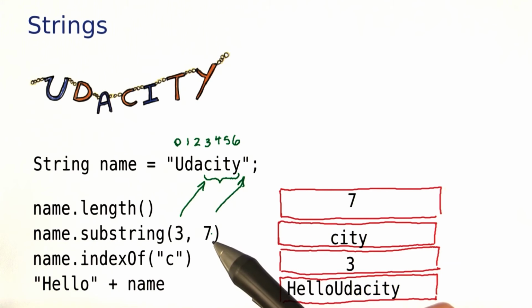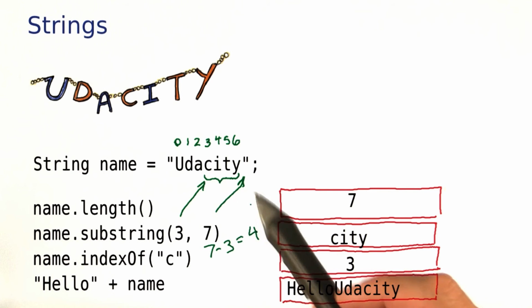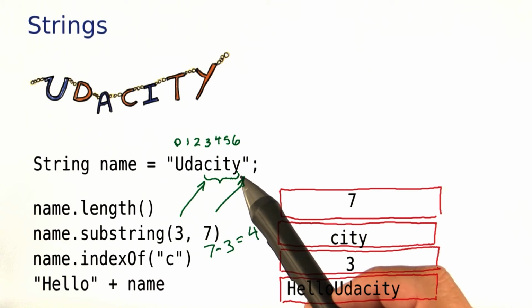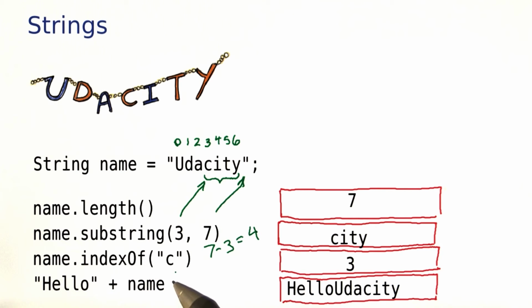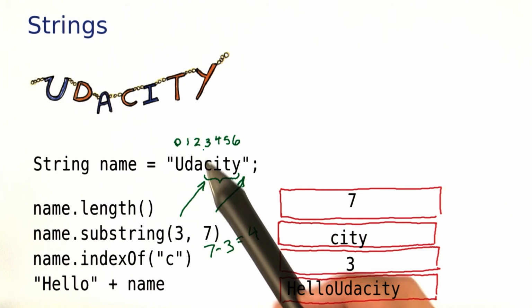That sounds a bit odd to most people when they see it the first time, but there is an advantage. When you subtract these two numbers, 7 minus 3, that's 4, and that's the length of the substring that you're extracting. The next method here, the indexOf method, finds the position of a given character. So over here, I want to know where the C occurs for the first time, and it'll go through and say that's at position 3.